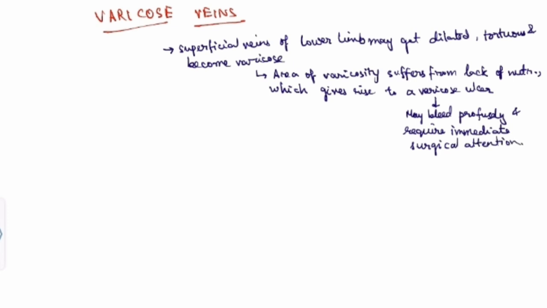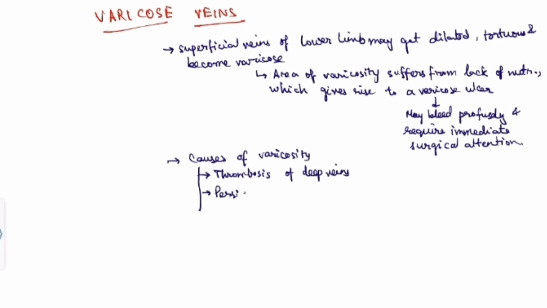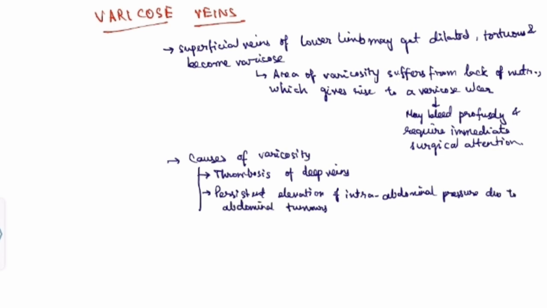Causes of varicosity. Thrombosis of the deep veins. See, there is thrombosis in the deep veins. The blood from superficial veins can't get into them, so the blood in the superficial veins would collect and the veins would dilate. Persistent elevation of intra-abdominal pressure due to abdominal tumors or multiple pregnancies.